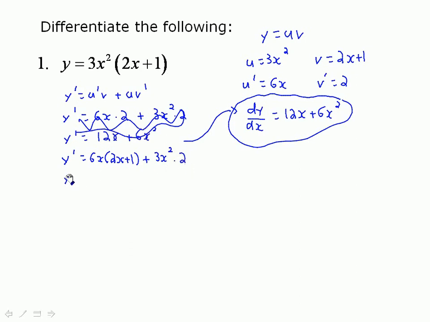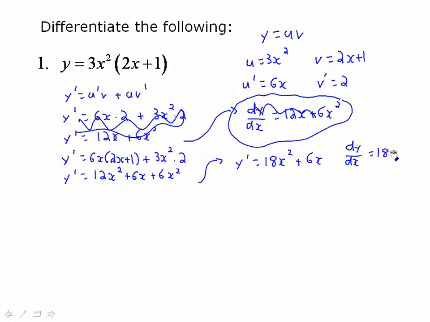Okay, so y prime is then equal to 12x squared plus 6x plus 6x squared. And then y prime is equal to 18x squared plus 6x. So dy dx is equal to 18x squared plus 6x. So there you have it.